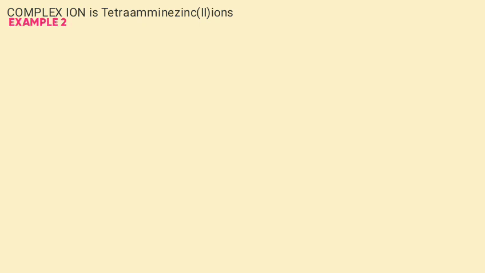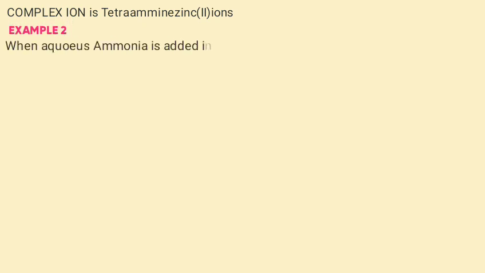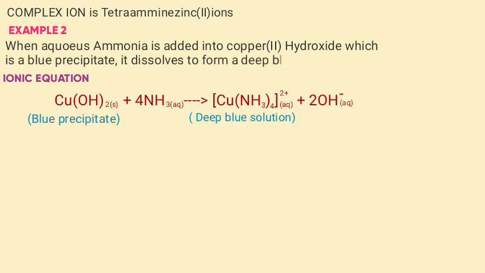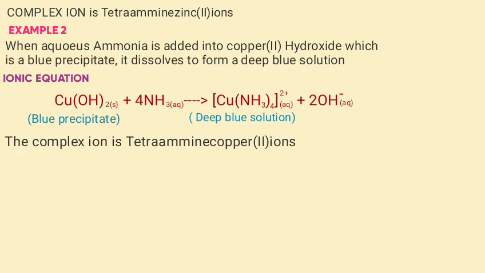Example 2, when aqueous ammonia is added to copper hydroxide, which is a blue precipitate, a deep blue solution is formed. Ionic equation: copper(II) hydroxide plus ammonia arrow tetraamminecopper(II) ions plus hydroxide ions. The complex ion there is tetraamminecopper(II) ion, which is responsible for the deep blue solution.